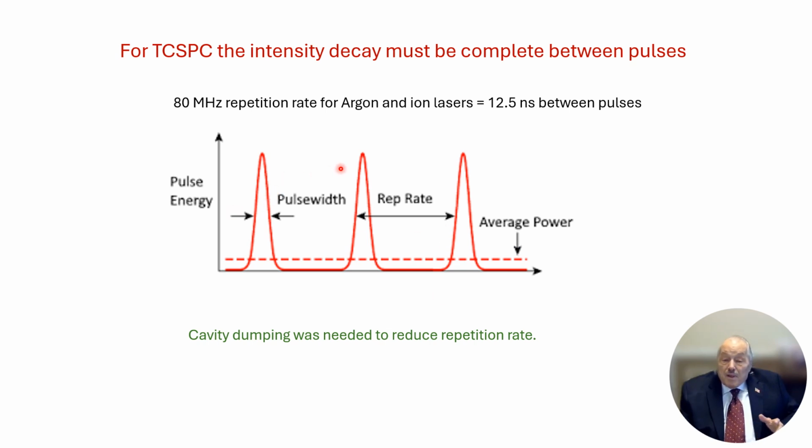But what you really needed was a set of pulses where you had a good short pulse, and you could adjust the time between them, and that's what cavity dumping would do. It would take about one out of about 50 pulses and dump it and send it towards the sample. But that was all too expensive.